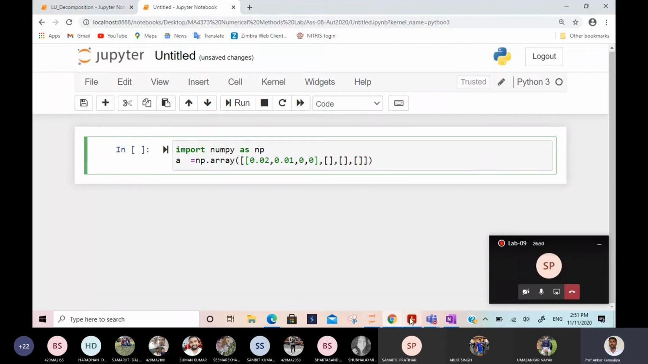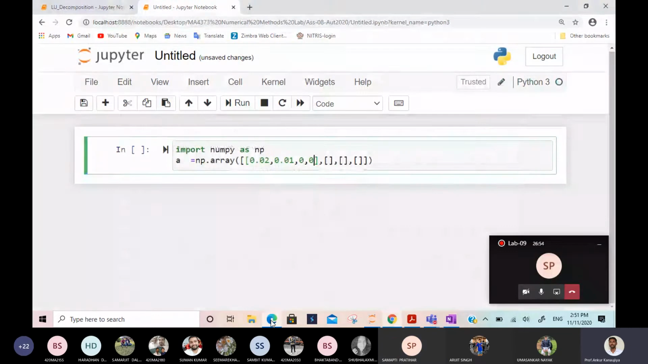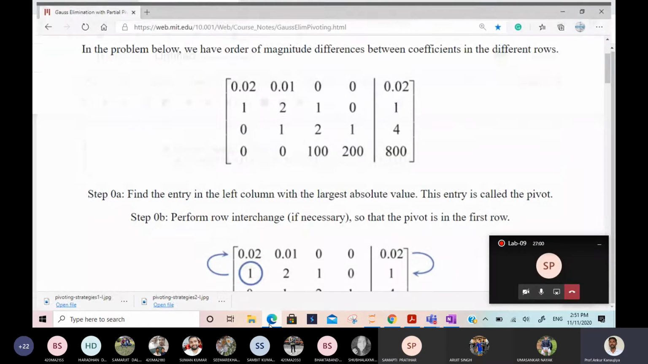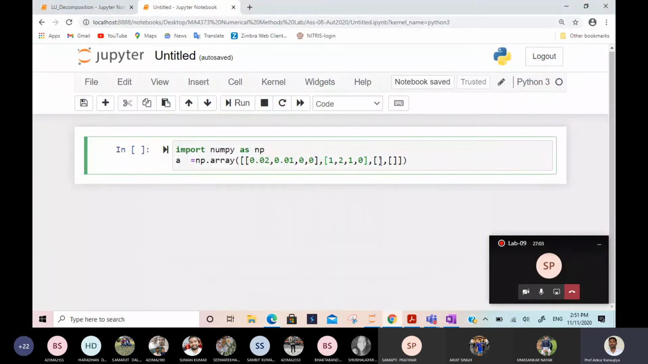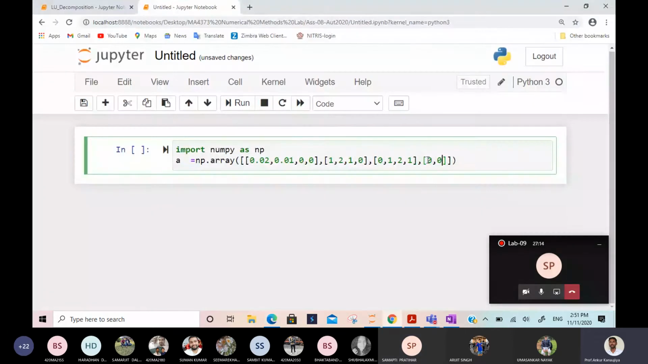Now the second row is 1, 2, 1, 0. Third one is 0, 1, 2, 1. And then the last row is 0, 0, 100, 200. So this is the matrix A.